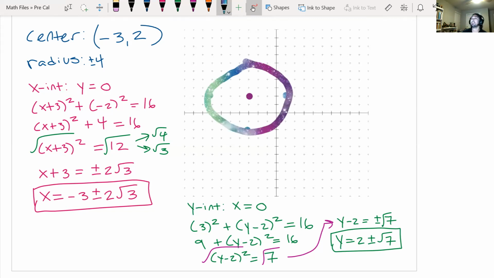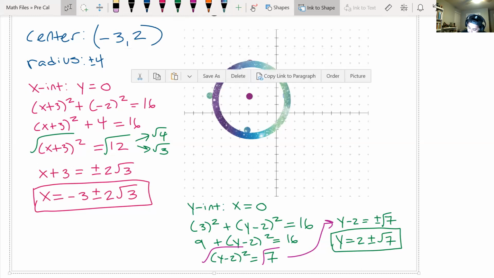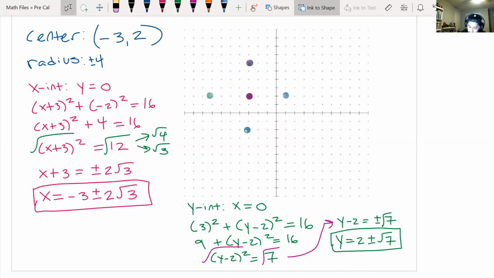Look at my circle. Looks just like the other one. Beautiful. Perfect. I wonder if I can do this. Hang on. Shapes. Ink to shape. Ooh, look at this. Oh, almost. Give me that shape. Where are you? No, it won't do it. All right, fine. You get the ugly circle then. All right, perfect.